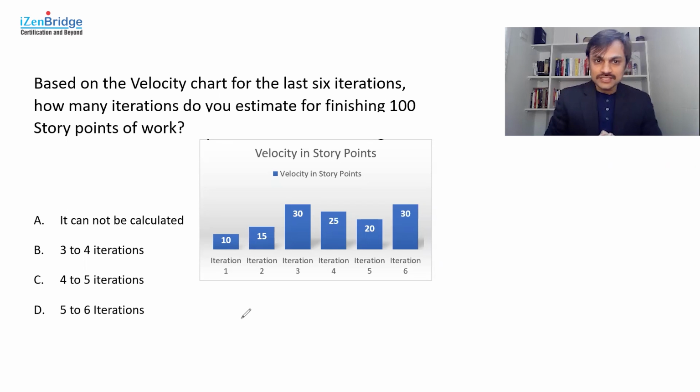Based on the velocity chart of the last 6 iterations, how many iterations do you estimate for finishing 100 story points of work? A little bit of calculation and some understanding of Agile is needed. Okay, so I just read the options. It can't be calculated based on what data you see on the board.